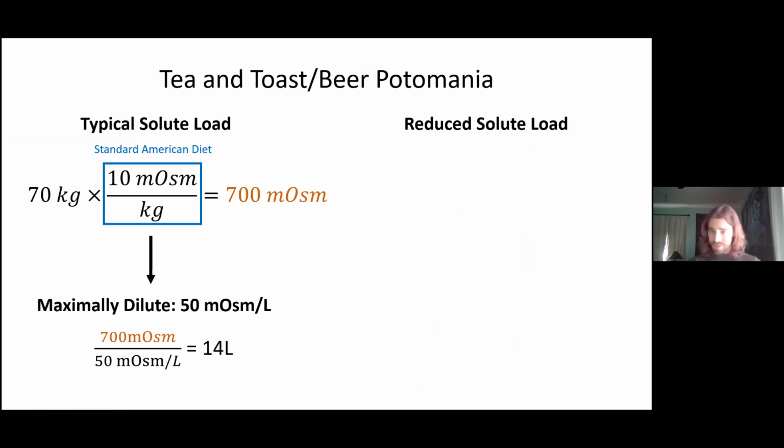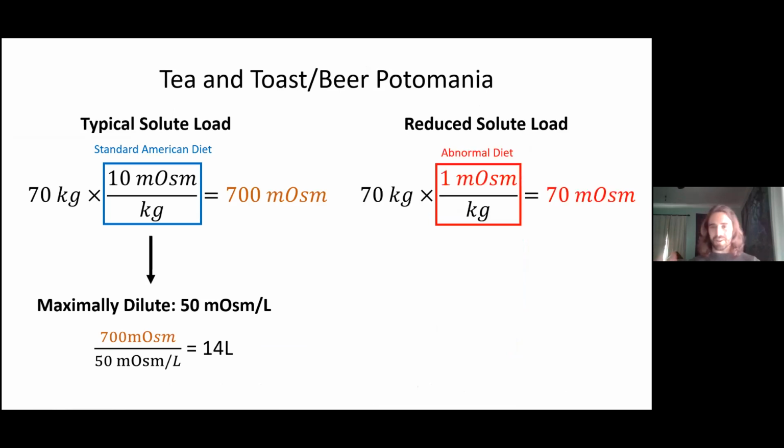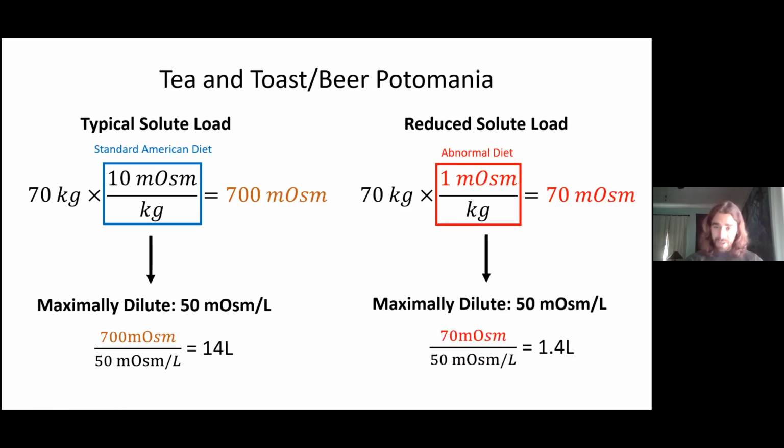If we reduced that solute load, let's say this is our Abby normal diet. This is a person who is just drinking beer or really just subsisting on tea, toast, carbohydrates that don't give solute. Now, even if our poor kidneys maximally dilute the urine, we only have 70 milliosmoles of solute to work with, and dividing by our maximally dilute concentration of 50, all of a sudden a patient can only safely ingest 1.4 liters of free water, and that is super easy to accidentally go over and ingest more than you should.